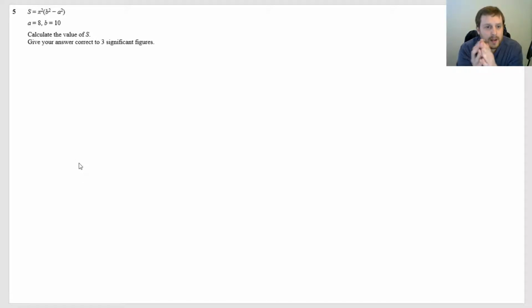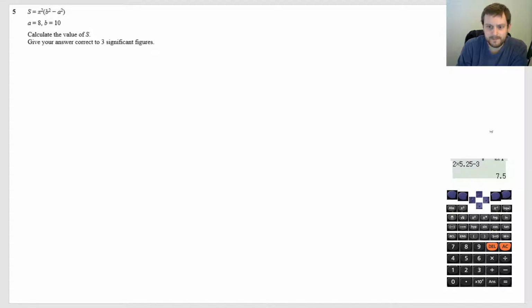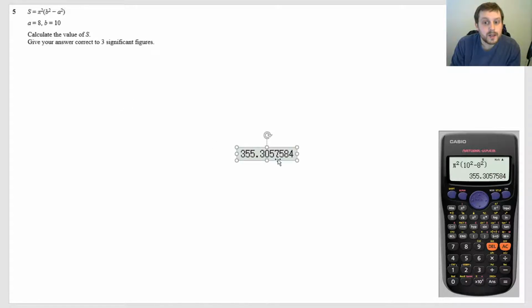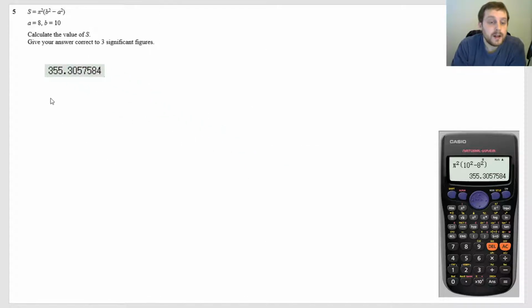S is pi squared, lots of b squared minus a squared. A is 8, b is 10. Calculate the value of S. Okay, well, is this not just literally plug this into your calculator? So pi squared brackets 10 squared minus 8 squared close brackets equals, and it wants it to 3 significant figures. So let's write down the answer, or maybe I'll do this. I'll just be very sneaky and actually copy and paste that. Okay, so there's my answer.